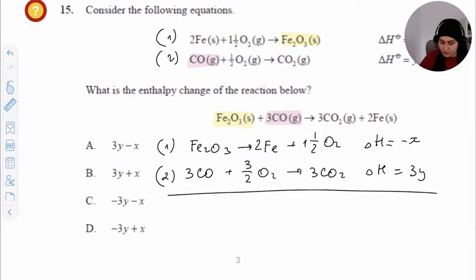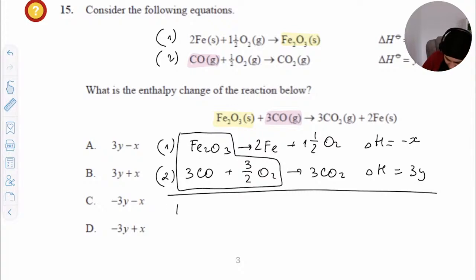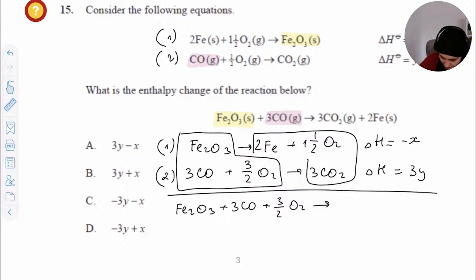And how do I do it? So you add left parts of the equation, and that would equal the sum of the right parts. Yeah, so basically this is my left part of the first equation, and I'm adding it to the left part of the second equation. So that's what I do. Fe2O3 plus 3CO plus 3 over 2 O2. That's my left parts, and that equals the sum of the right parts. So this is the right part of the first equation, that's the second, so I'm adding these. So 2Fe plus 1.5 O2 plus 3CO2.